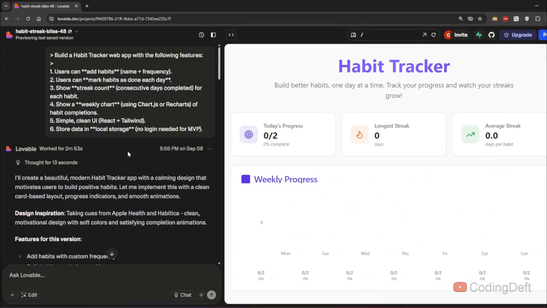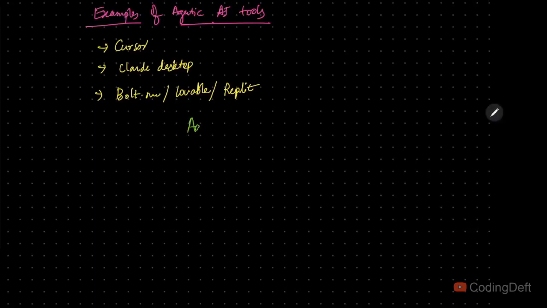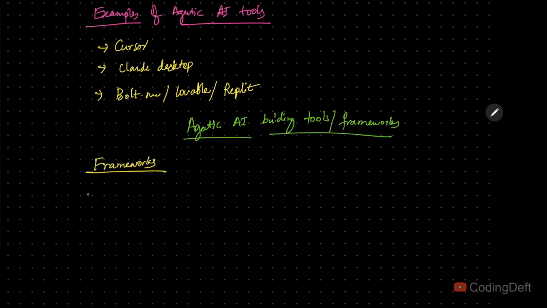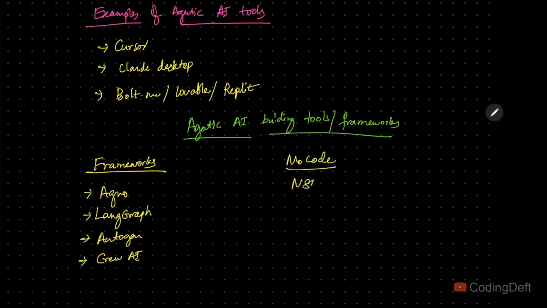Now let us see what are the different tools that we can use to build agentic AI. We can call them tools or frameworks. First we will see frameworks. While using frameworks, we will have to code. So we have frameworks like Agno, LangGraph, AutoGen, CrewAI, and so on. We also have no-code tools like n8n, Zapier, Make, and so on. Again, I'll try to make a detailed video on each of these.